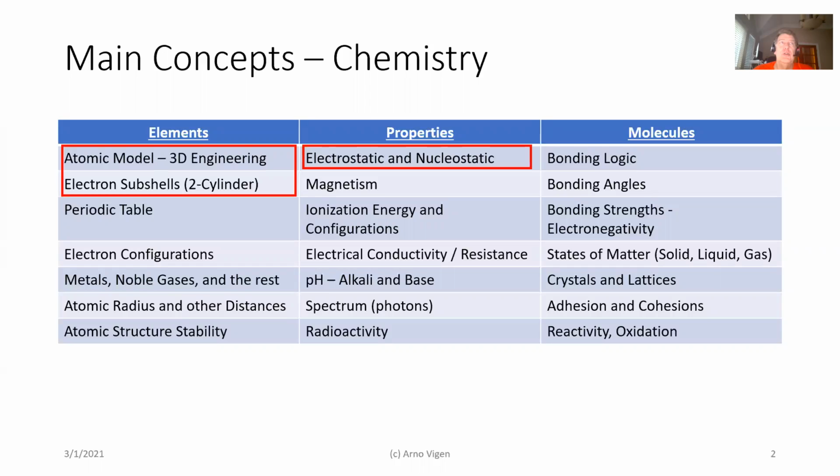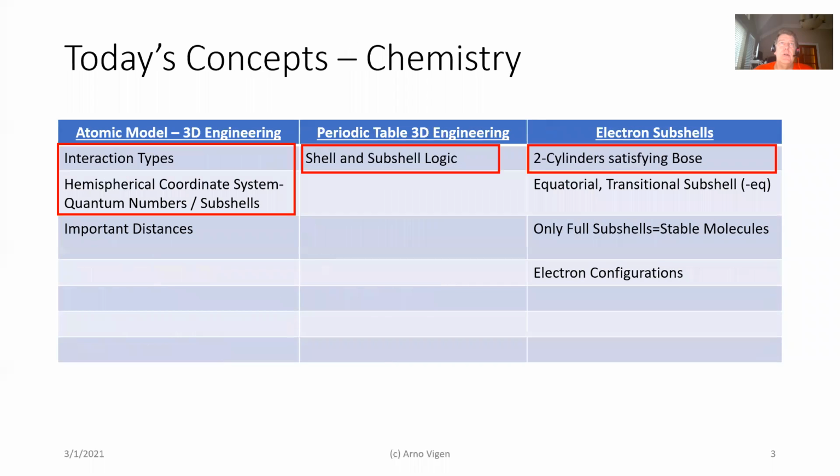And to do that, you have to understand the various interactions that occur, both electrostatic and nucleostatic. Nucleostatic being what they call the strong nuclear interaction and the weak nuclear interaction. Combined, those two factors become electron subshells, what I call the two-cylinder. Now, as you can see in chemistry, almost everything is interlinked. You have to build on concepts.